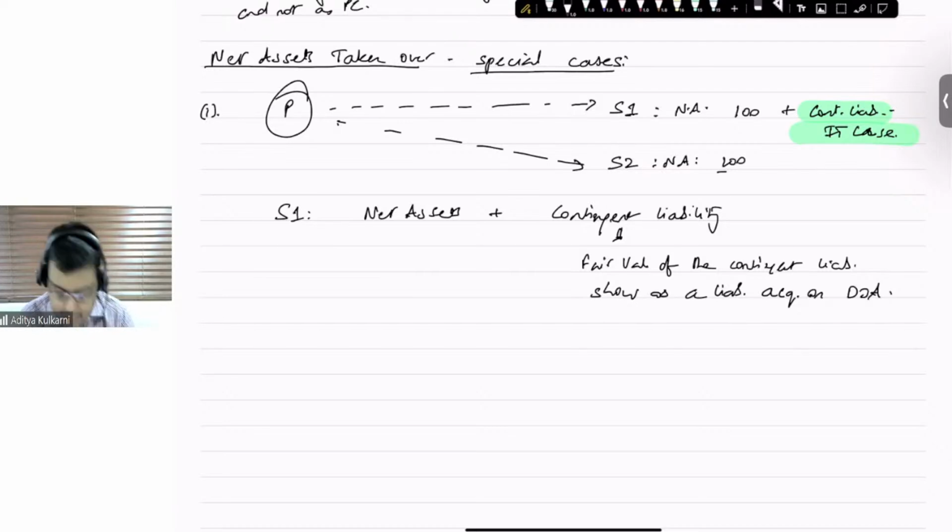Why can you not show it as PC? Because this amount that will be payable on the contingent liability is payable to the income tax department, which is not a shareholder or an NCI. So therefore, it will not be a part of PC. It will not be a part of PC since it is payable to some third parties entirely, and it is not payable to the shareholders. But you will continue to recognize it as a liability in the consolidated balance sheet.